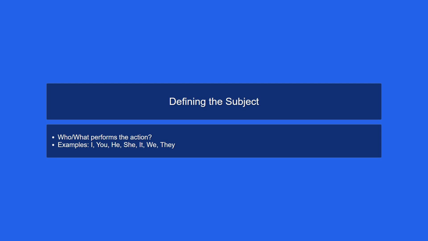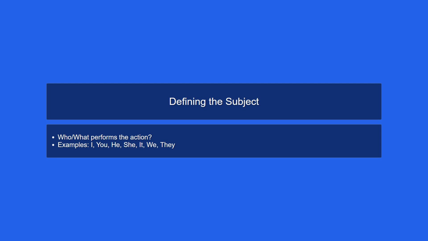Subjects can be simple pronouns like I, you, or they, or they can be more complex noun phrases like "my best friend" or "that bright yellow car." The key thing to remember is that the subject usually answers the question, who or what is performing the action, or who or what is being described.